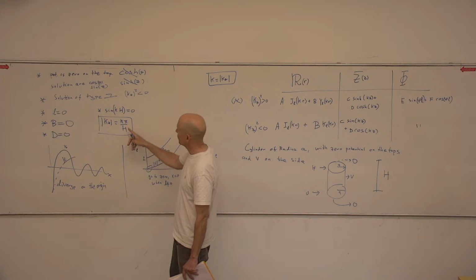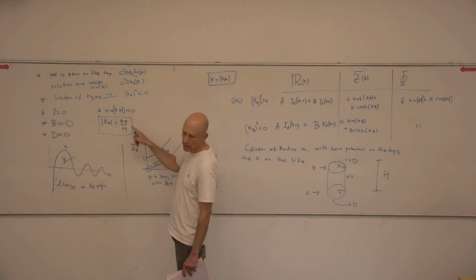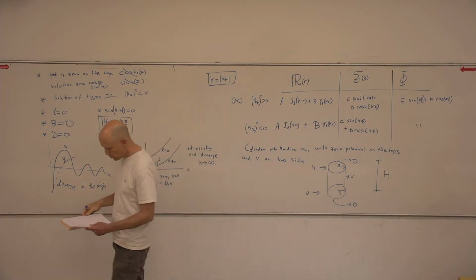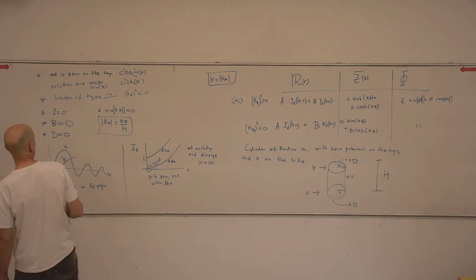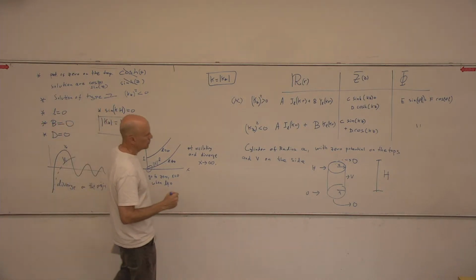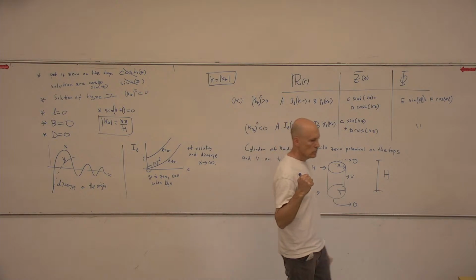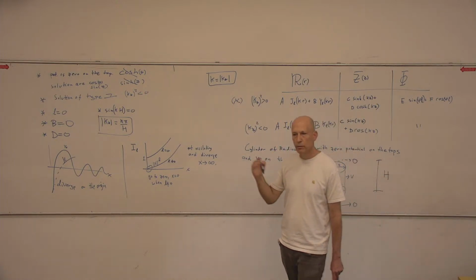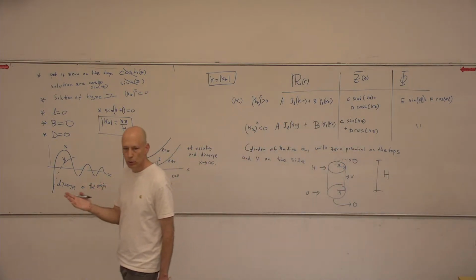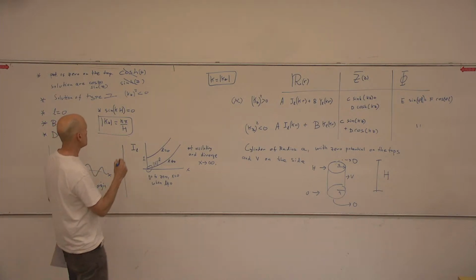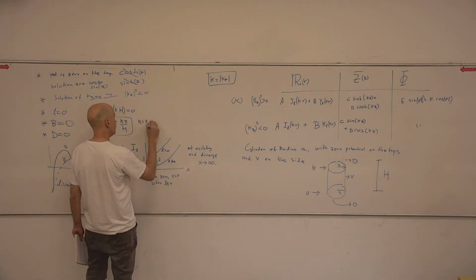Everyone can see that if I plug in here n pi over h, and n is an integer, can n be 0? No. Why? Because sine of 0 is actually 0 and there's no solution. So it starts with 1. So this is n equal 1, 2, 3.